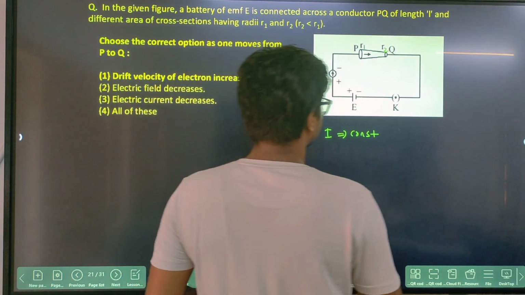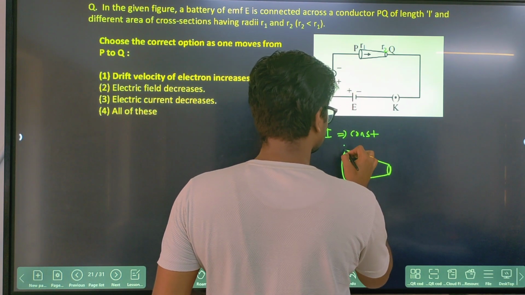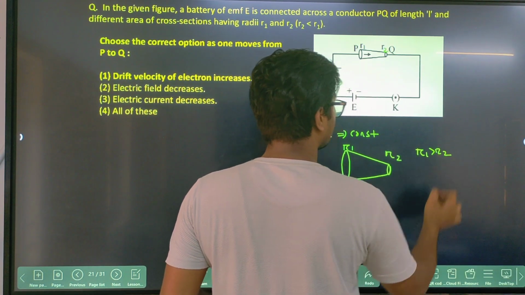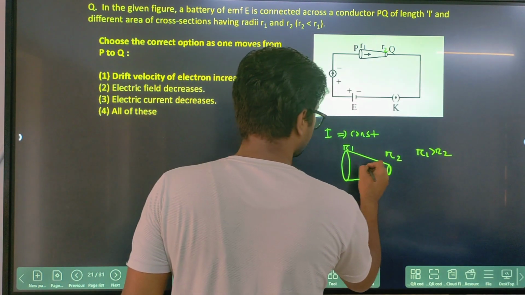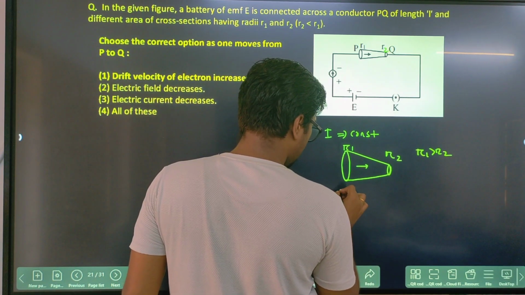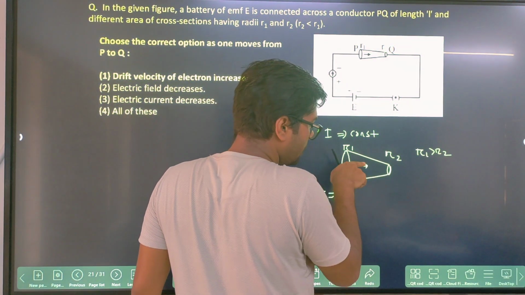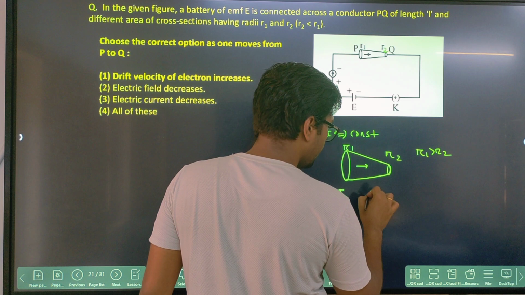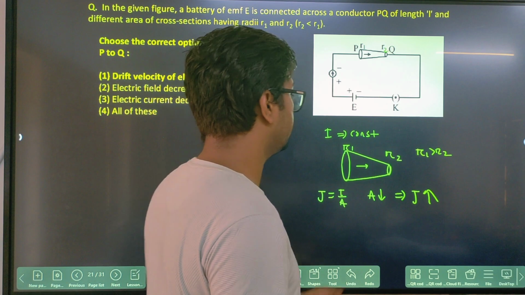Clear? Now this conductor is like this. This is your radius R1 and this is your radius R2, and R1 is greater than R2. So this area will be bigger and this area will be smaller, right? And the current is flowing along this direction. Now if I calculate the current density, that is I by A, as the current flows along this direction, the cross-sectional area keeps decreasing. If the area is decreasing, then J is increasing. Clear?